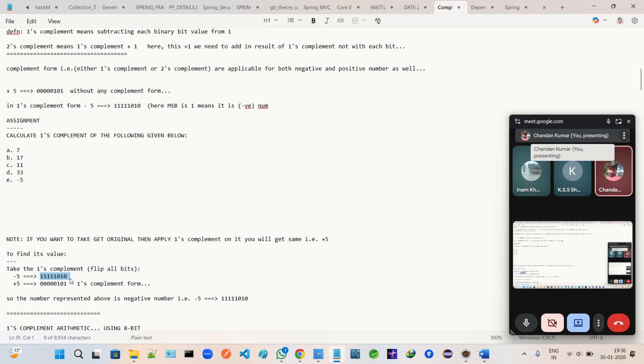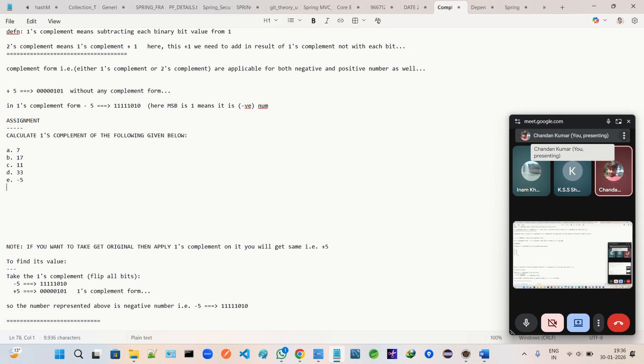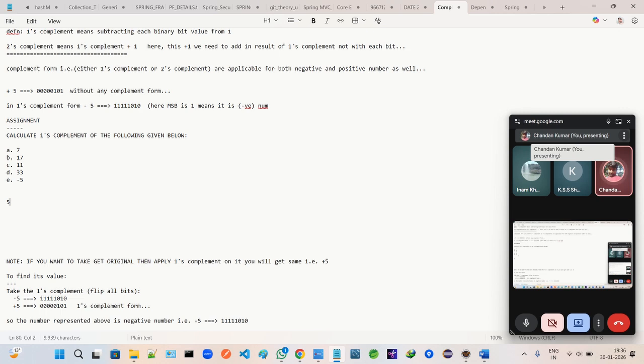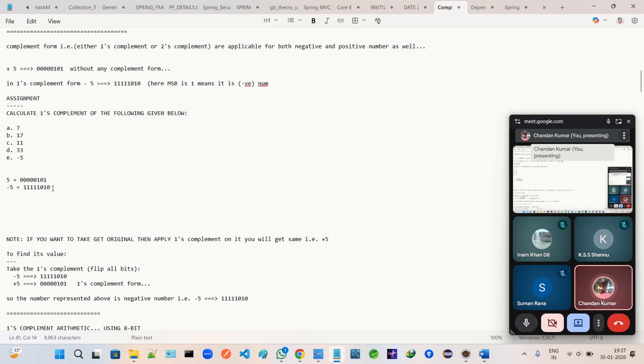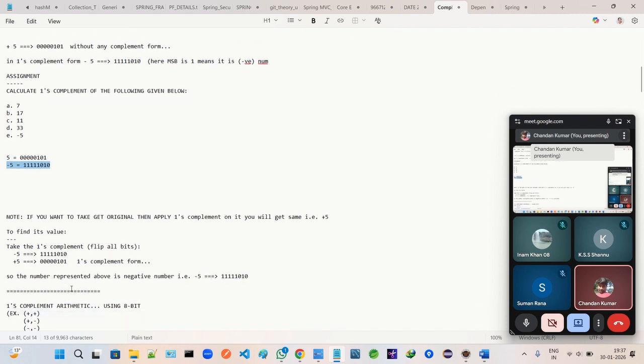So how are you going to represent minus 5? Simply take the equivalent of 5, 101, and then fill the remaining bits up to 8. This is 5, and this is minus 5: 1 1 1 1 1 0 1 0. This is your minus 5, right? It is in one's complement.